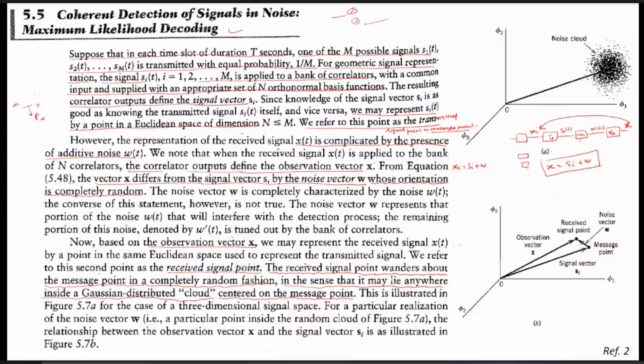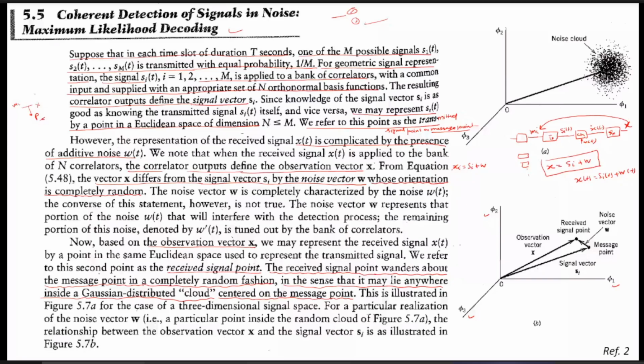So as we know, this x(t) is given as s_i(t) plus w(t). So you can see, if you look at the three-dimensional Euclidean space, here we have taken the three basis functions phi1, phi2, phi3. Now you can see this x, which is the observations vector at the output of this receiver, is given by s_i plus w. And this s_i corresponds to the signal term only, s_i(t).